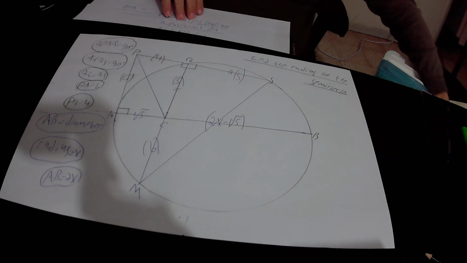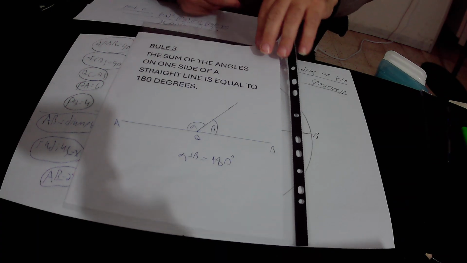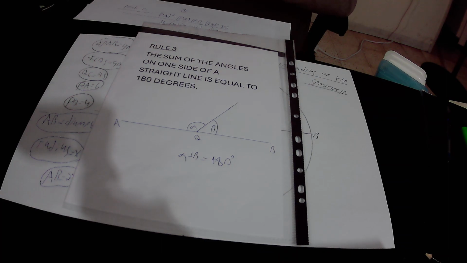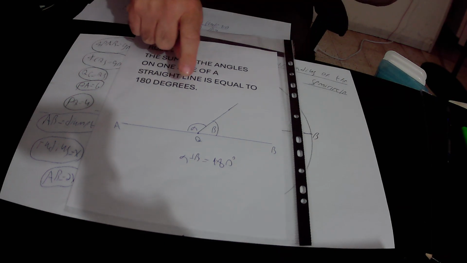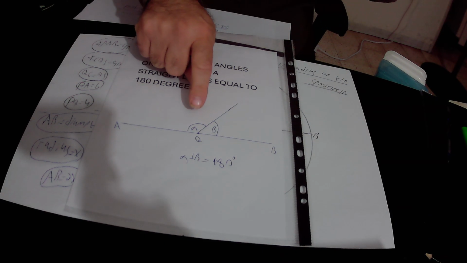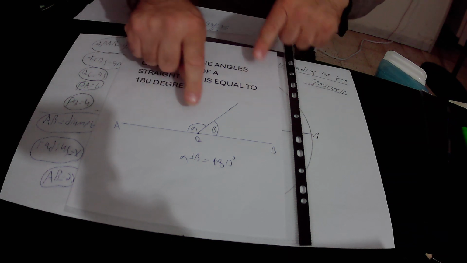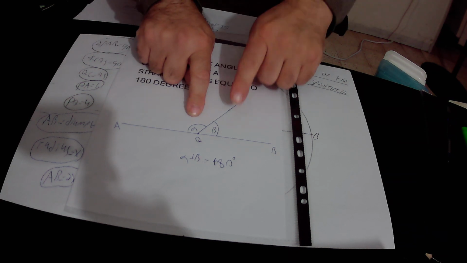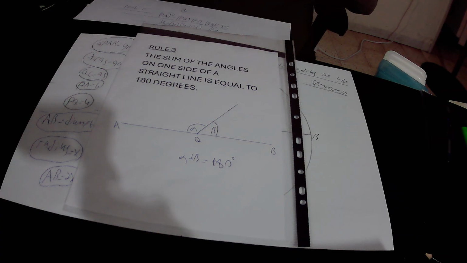Then I presented to you rule number 3 and implemented it in our drawing. According to rule number 3, the sum of the angles on one side of a straight line is equal to 180 degrees. In the drawing, we have the straight line AB. If you focus on the upper side of AB at point Q, the sum of the angles must be equal to 180 degrees. We have this angle alpha and the other angle beta. So alpha plus beta must be equal to 180 degrees according to rule number 3.